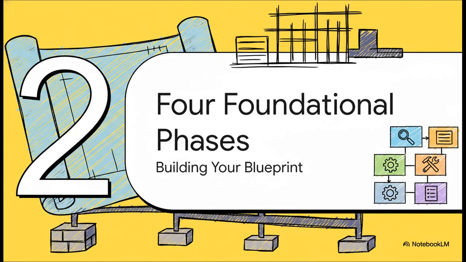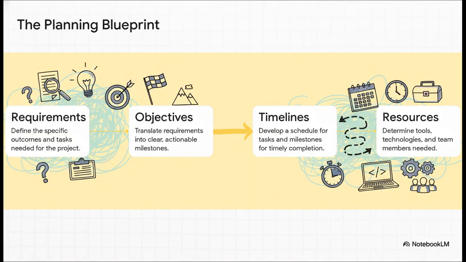Okay, so how do we actually build this blueprint? It really just comes down to four foundational phases, a step-by-step guide. So here they are. First, defining requirements. Second, setting objectives. Third, creating timelines. And finally, identifying resources. Let's break down what each of these means, and, more importantly, why they're so critical.